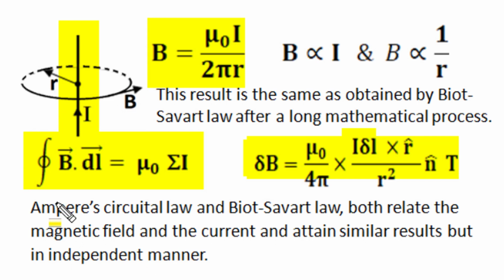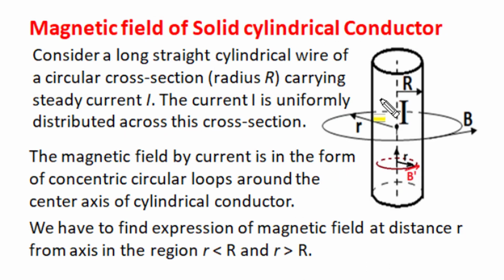So both Ampere's circuital law and the Biot-Savart law relate the source current with the magnetic field in their own manner, but both finally attain a similar type of result, though definitely in an independent manner. The magnetic field produced by a long straight current has a cylindrical symmetry, and this fact can be used in Ampere's circuital law to find the magnetic field of a solid cylindrical conductor.